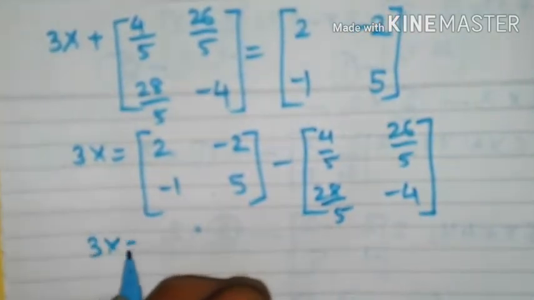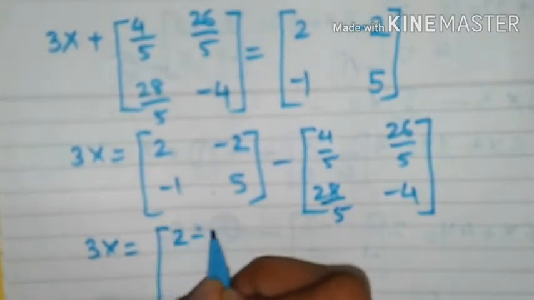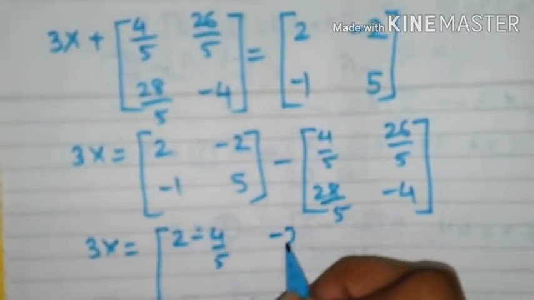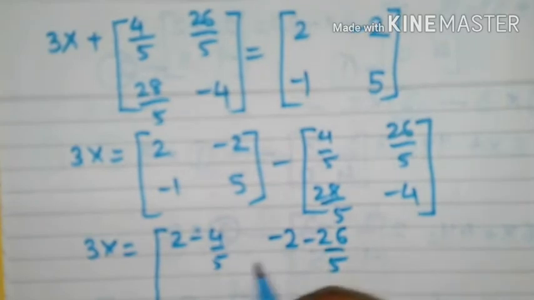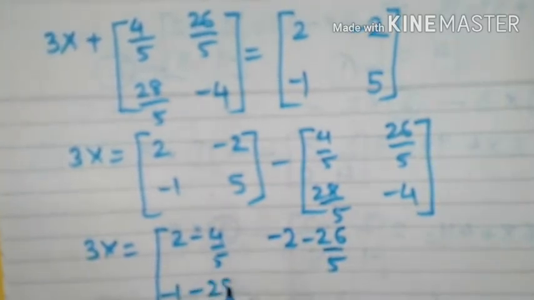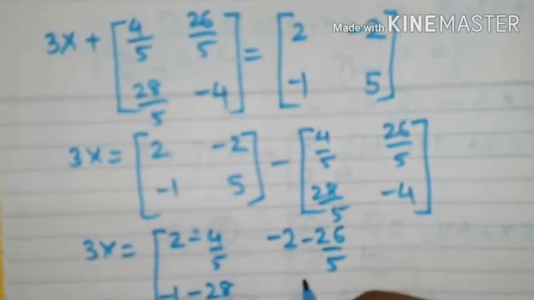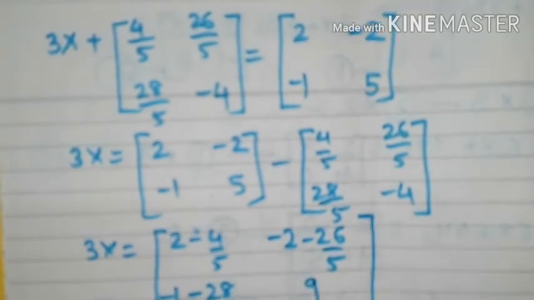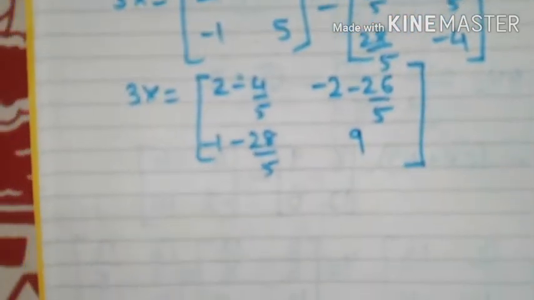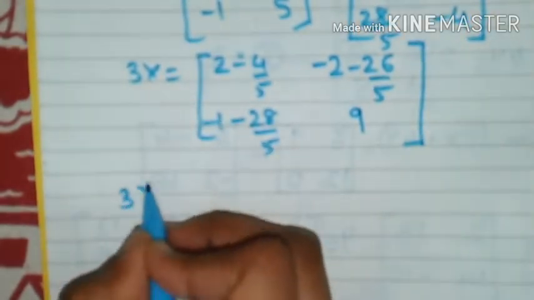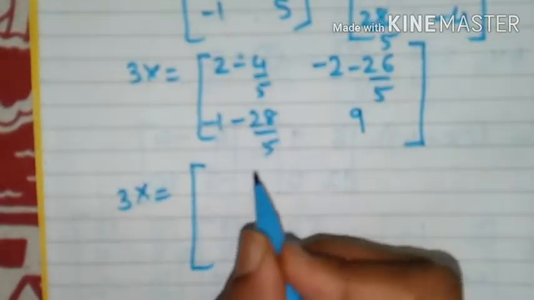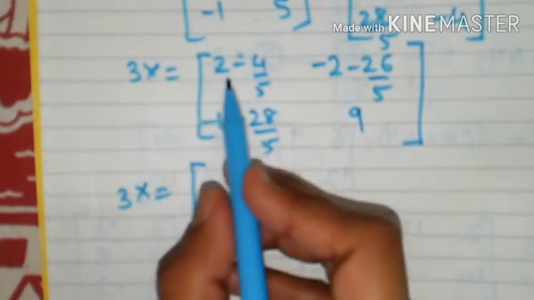So I'll get 3x is equal to 2 minus 4 by 5, minus 2 minus 26 by 5, minus 1 minus 28 by 5, and 5 minus of minus 4 is 5 plus 4, which is nothing but 9. Now what I do, friends, is I have to take LCM in most of the elements. Let's be very careful when we do that. Let us not do any careless mistakes.